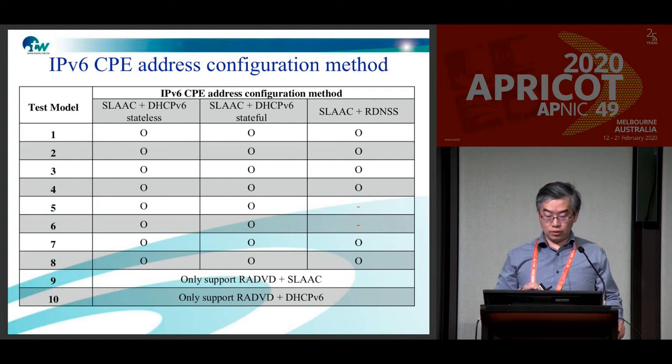And there are three IPv6 CPE address configurations. The first is SLAAC plus DHCPv6 stateless. The second is stateful. The third is SLAAC plus RDNSS. We found that eight types of models support these three kinds of configuration. Two types do not support SLAAC plus RDNSS. And there is one type that only supports RA plus SLAAC, and one model supports RA plus DHCPv6.